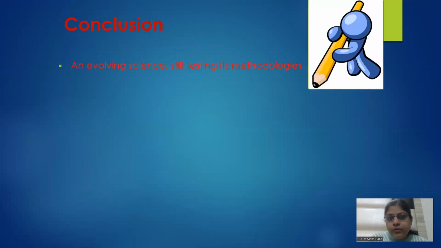Conclusion: it is an evolving science still testing its methodologies. The validity, reliability, and robustness of studies need to be improved. The goal is to find the most effective and efficient treatment at the least cost.